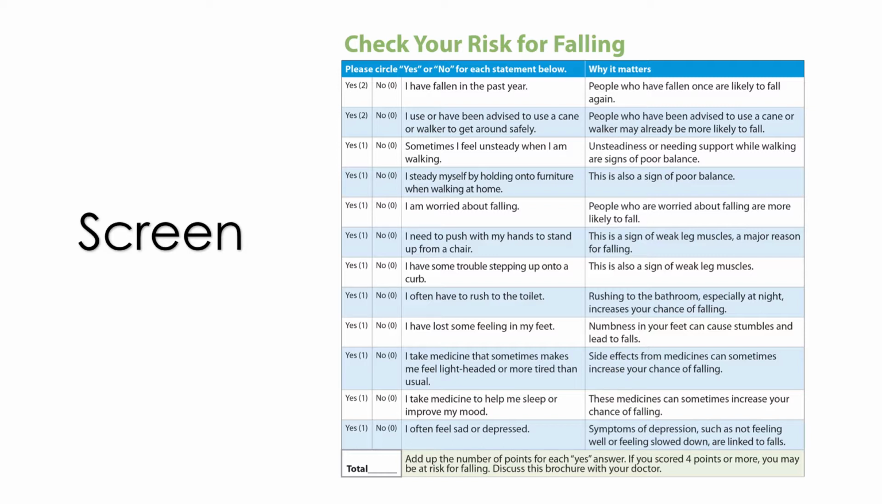If you look at the bottom here, it asks you to total the number of yeses. And if you notice at the top, the first two have an extra point on each, so there are 2 points. So you add up the number of points for each yes, and if you scored 4 points or more, you may be at risk for falling. But again, I think the most important part of this screen is that whole right column is going to give you an idea of what the fall risk factors could potentially be for these clients.